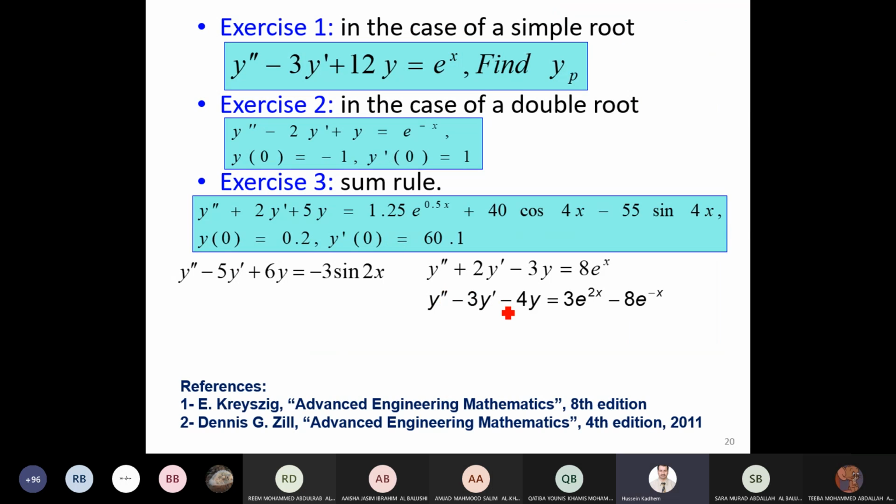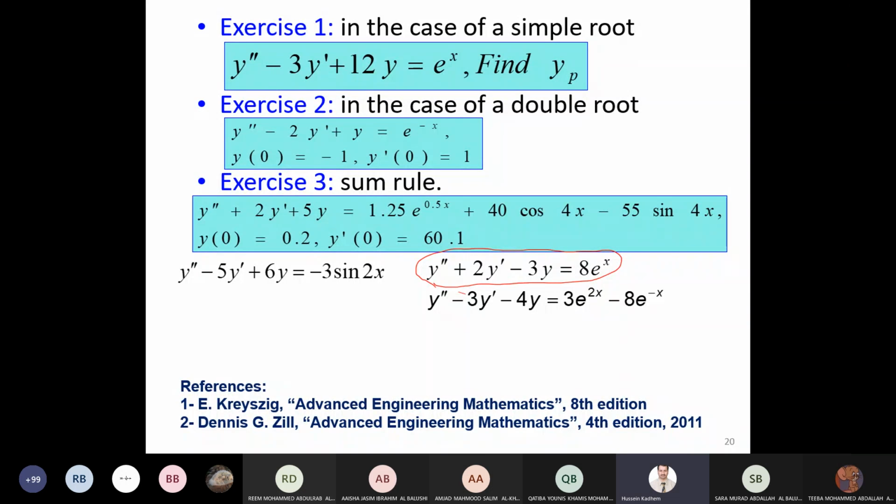Now, what I want you to do, I want you to solve this problem first, which is y double dash plus 2y dash minus 3y equal 8 exponential x. Okay? And tell me which rule you are gonna use. Is it basic or modification or sum? Definitely there is no sum because it's one function. So can you start with it?